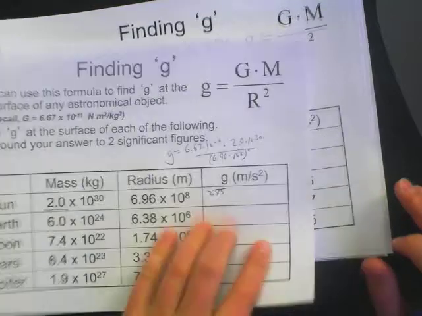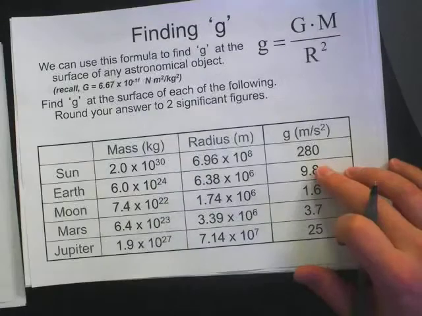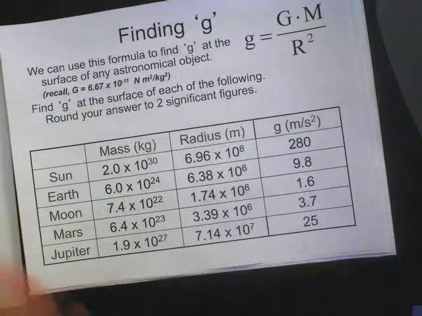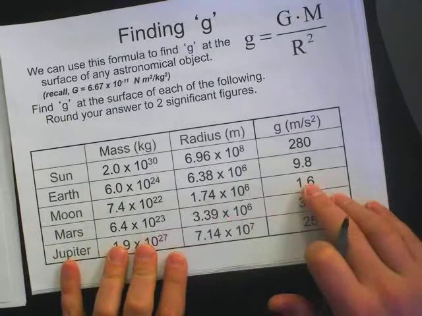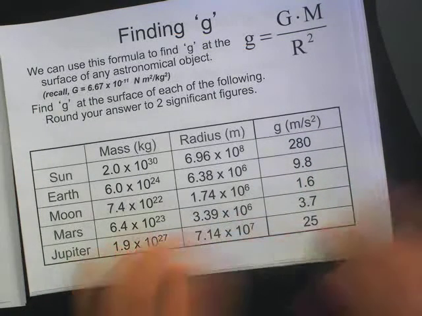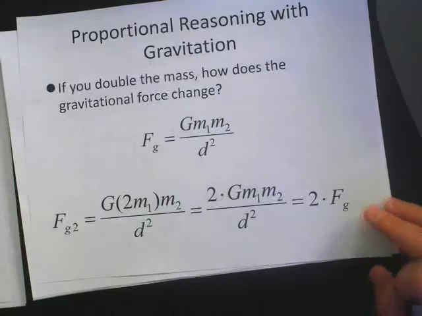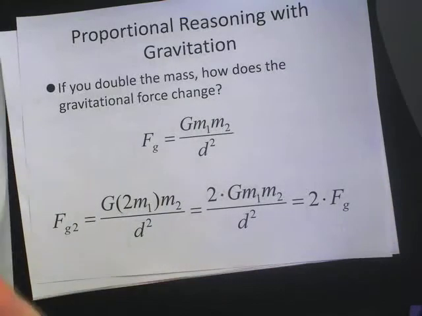Now you can do the same thing for all of these, and you'll find, not surprisingly, that on the Earth it's 9.8, which we already know. We usually round to 10. On the Moon it's 1.6, on Mars 3.7, on Jupiter 25. So it's important to remember that it's proportional.